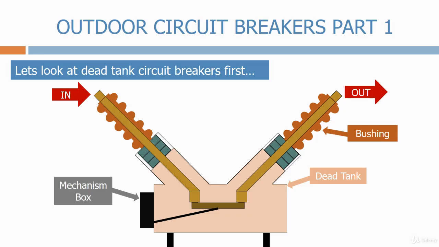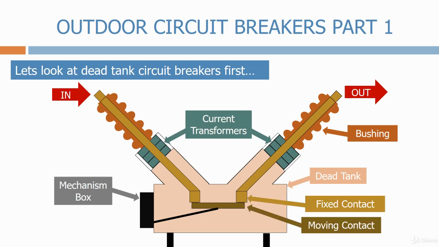One useful feature of dead tank circuit breakers is that we can put current transformers on both the in and out bushings, therefore monitoring both sides of the circuit breaker. This will reduce the overall physical size of the substation bay, as separate current transformers are no longer required.